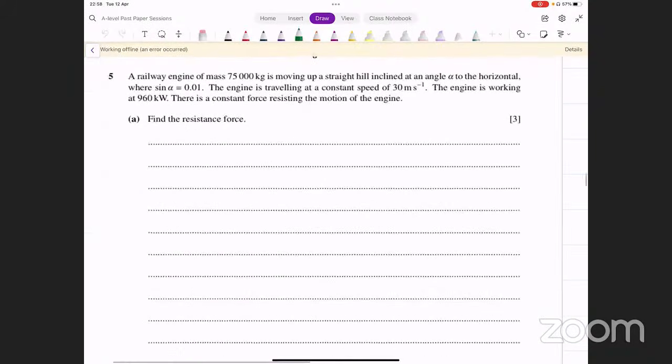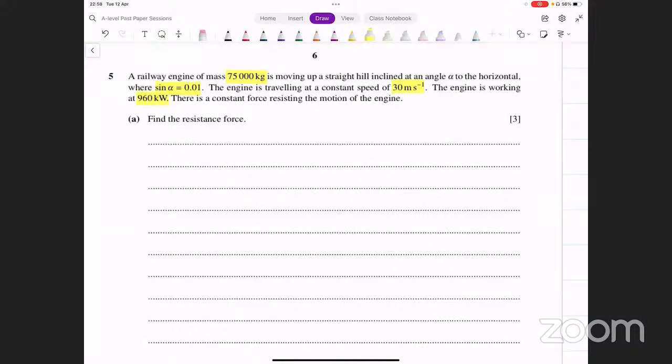This is question number 5. So let's start karte hain. So there's a railway engine of mass 75,000 kilograms that's moving up a straight hill inclined at an angle alpha to the horizontal, where sine alpha is 0.01. The engine is traveling at a constant speed of 30 meters per second. So we are given the speed. Just highlight those things. We have the angle, we have the speed, we have the mass given. The engine is working at 960 kilowatt, so power given.